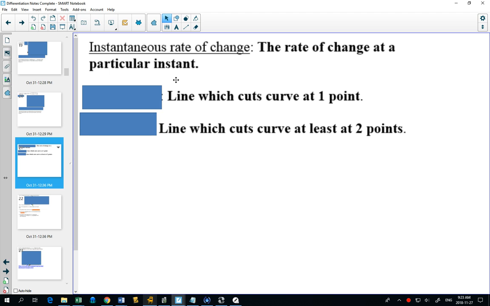And the instantaneous rate of change would be, at a specific point, looking at your speed. How fast are you going at that point? Whereas an average rate of change would say, if it took you an hour to travel 75 kilometers from here to Portage la Prairie, then on average you're going 75 kilometers per hour.